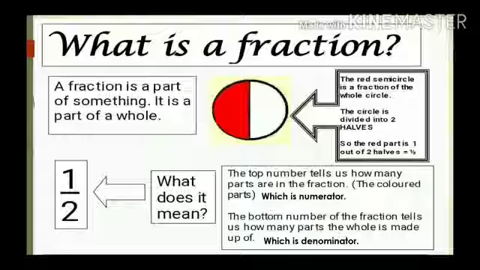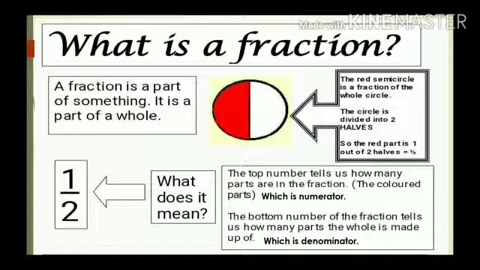So, students, let's start with what is a fraction. A fraction is a part of something, or you can say it is a part of a whole. As you can see here, a whole circle is divided into two halves, and one half part is colored with red. So, the red part is 1 out of 2 halves, which is equal to 1 upon 2.